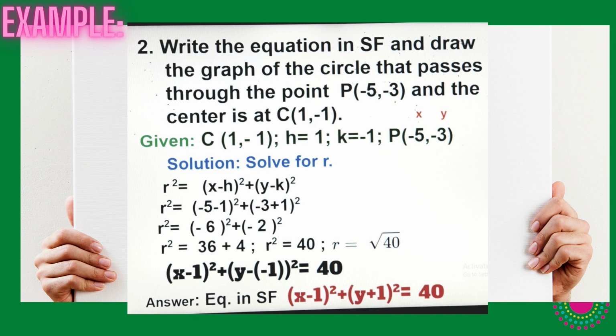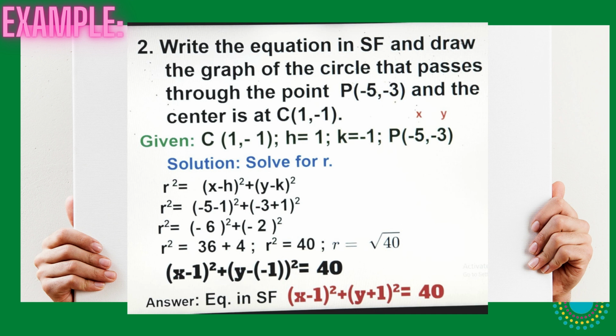y equals negative 3, and k equals negative 1. Remember, negative times negative is positive, so what we have is negative 3 plus 1 quantity squared. To simplify, negative 1 minus 1 is negative 6. Negative 3 plus 1 is negative 2. Negative 6 quantity squared is 36 plus negative 2 quantity squared equals 4.